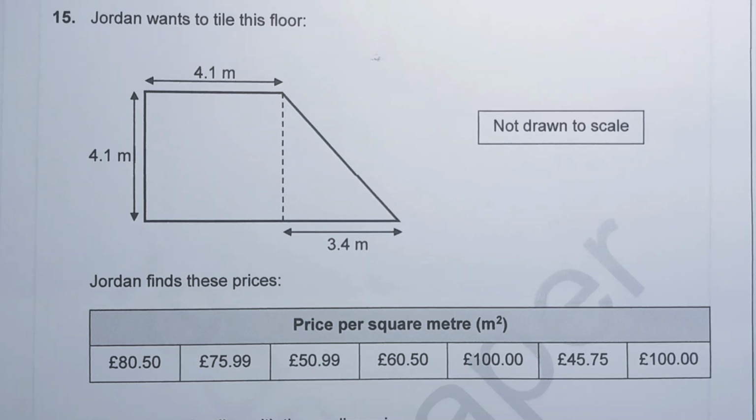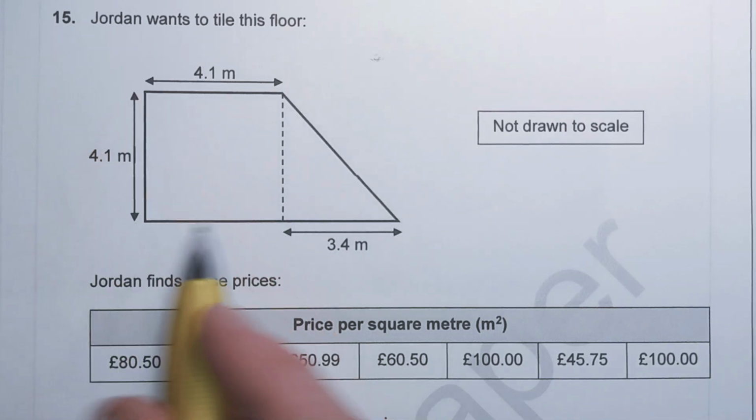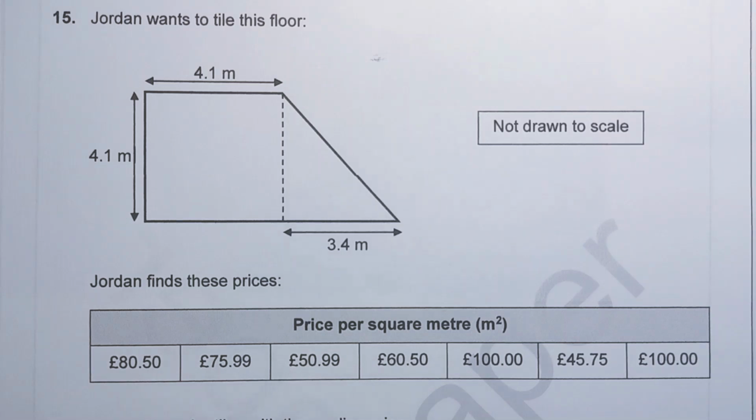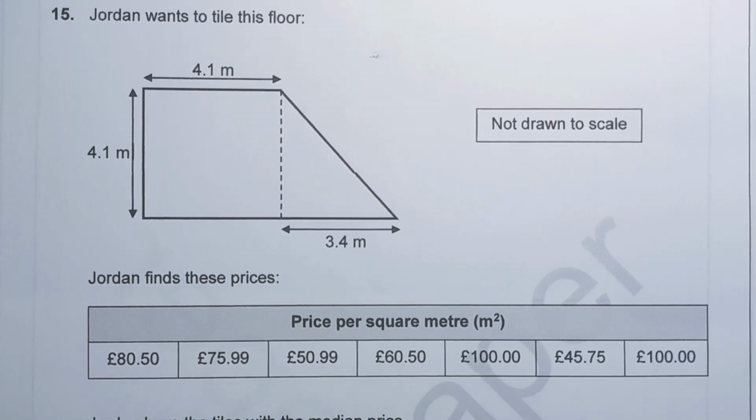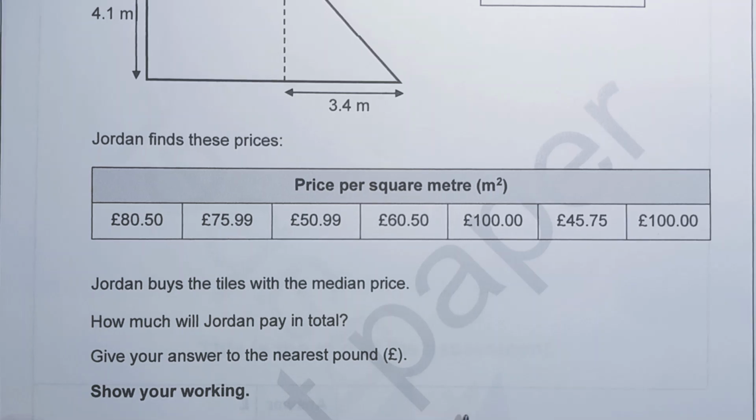Okay, and finally for this paper, we've got question 15. Jordan wants to tile this floor. Okay, so we've got a square with a triangle stuck on. We're told Jordan finds these prices, price per square metre. So we've got quite a few different prices here. Jordan buys the tiles with the median price. How much will Jordan pay in total? Give your answer to the nearest pound.